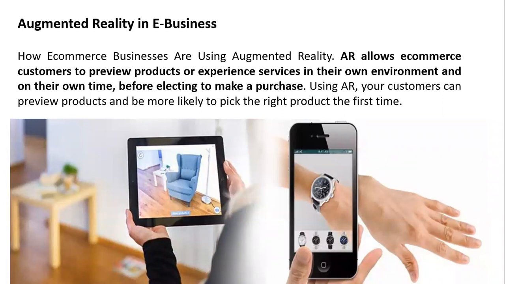For example, assume that you're going to purchase a watch. See, through the application, you can view your hand, right? And this will show you how your hand will look after you wear this watch. Then simply you can change the watch type as well, right?